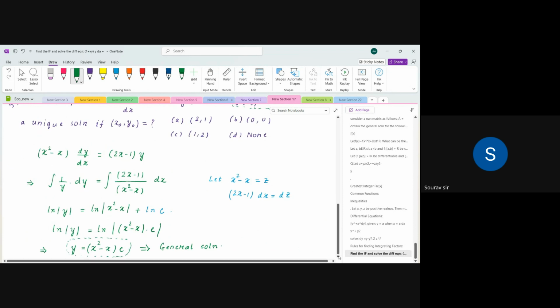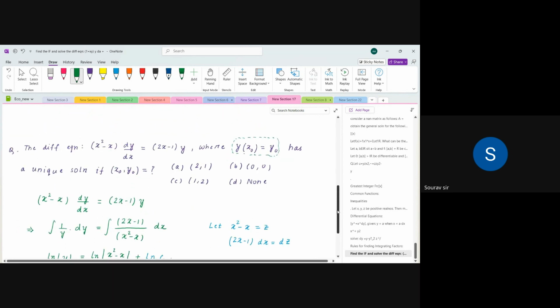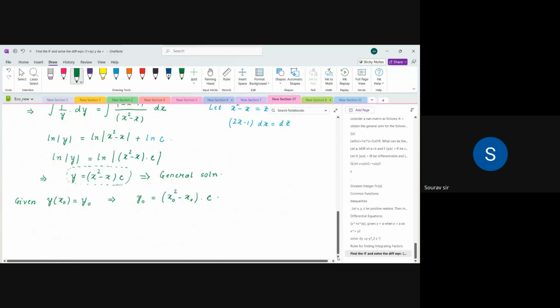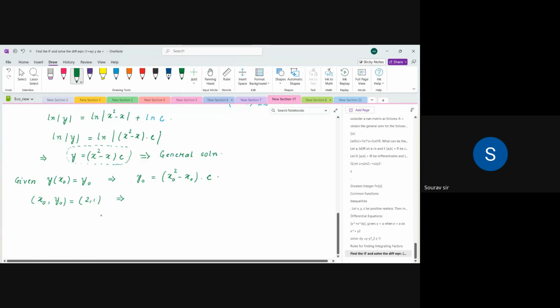So after this, y of x naught is equal to y naught, that is, y naught is equal to (x naught squared minus x naught) into c, correct? So now you just put these values and check. So if you put your x naught, y naught as, what is the first option, 2 comma 1, what are we getting? Can anyone just tell me if you replace this into the expression?